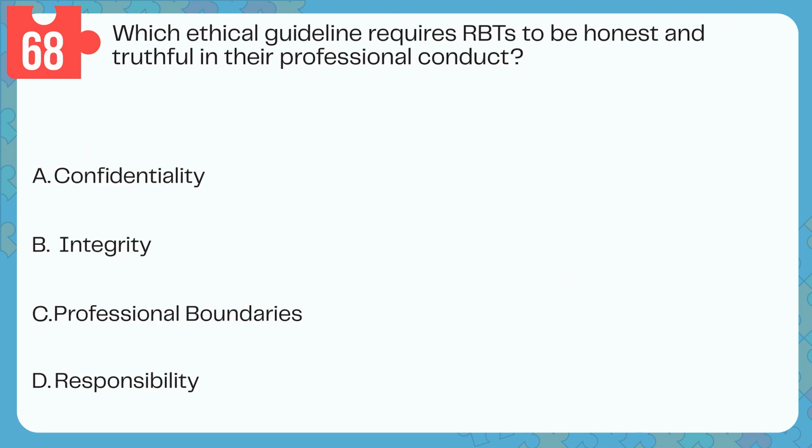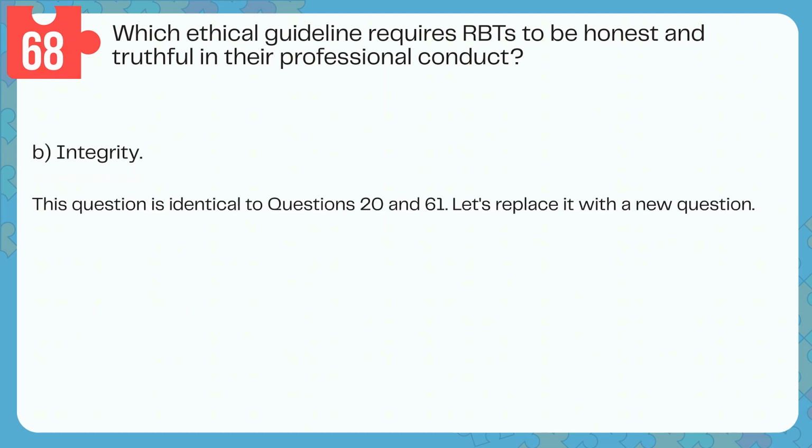Question 68. Which ethical guideline requires RBTs to be honest and truthful in their professional conduct? A. Confidentiality. B. Integrity. C. Professional boundaries. D. Responsibility. Answer B. Integrity. This question is identical to questions 20 and 61. Let's replace it with a new question.